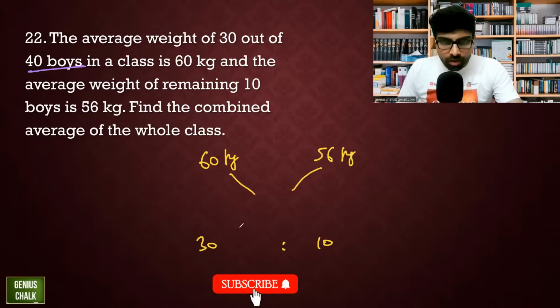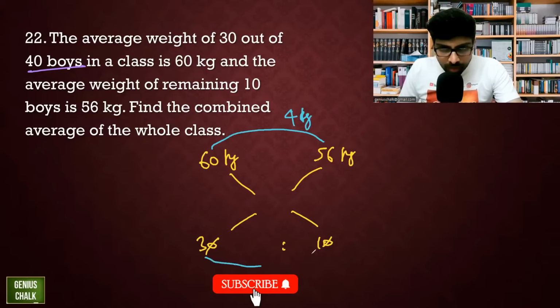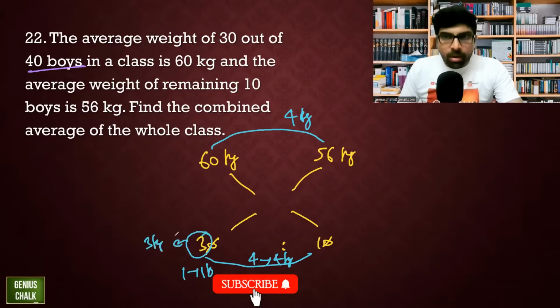Now, what is the overall average? The same concept. Let's find the ratio first. The ratio is 3:1. Now, be very careful. What is the difference here? It is 4 kg. What is the sum here? It is also 4. So 4 is actually equal to 4 kg. That means 1 is equal to 1 kg. So this is the actual weight. 3 means 3 kg, and 1 means 1 kg.